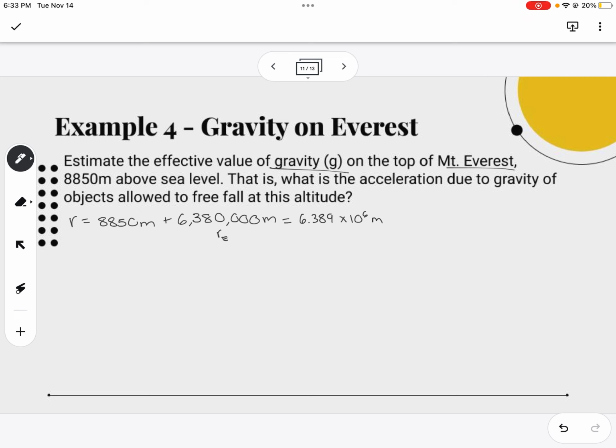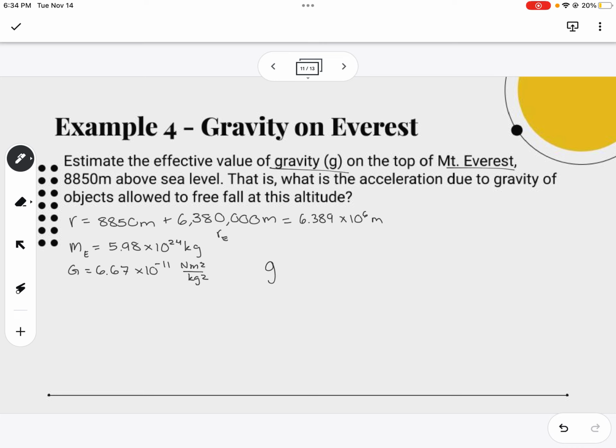That's the distance between this object, whatever the object is at the top of Mount Everest, and the center of the Earth. And then the mass of the Earth, that's another number that I will provide for you. I wouldn't need you to know this, 5.98 times 10 to the 24th kilograms. And then G is our lovely 6.67 times 10 to the negative 11 newton meters squared over kilogram squared.